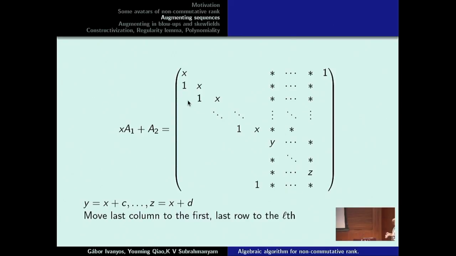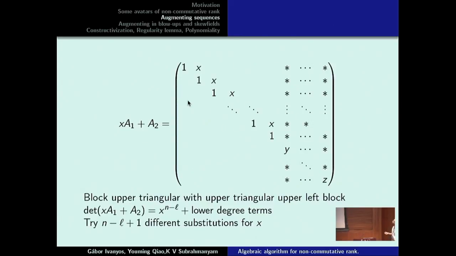And therefore, if I rearrange the columns and rows of these matrices, this is the form of the matrix I finally end up with, XA1 plus XA2. And this is really block triangular of the form we are looking for. Then once again, I can calculate this determinant. And as a polynomial in the variable X, it is of degree N minus L. So again, if my field is large enough, I can plug in a value for X and actually increase the rank. So this is really one of the main ideas in the entire algorithm.